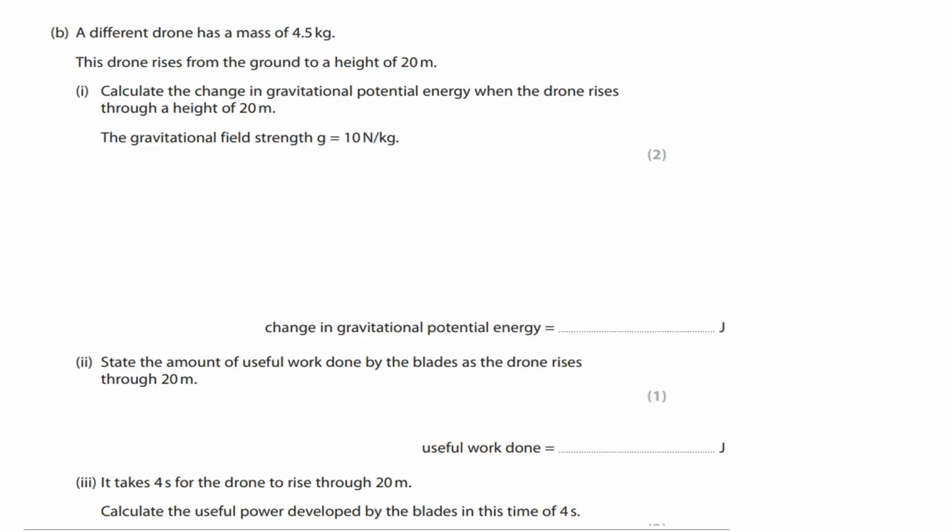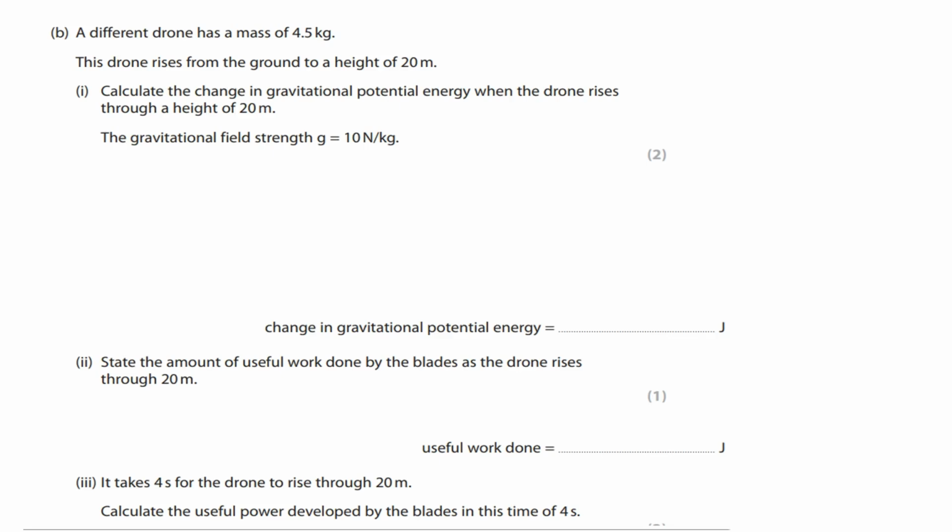So let's look at another question here. It says a different drone has a mass of 4.5 kg. This drone rises from the ground to a height of 20 meters. Calculate the change in gravitational potential energy when the drone rises through a height of 20 meters.